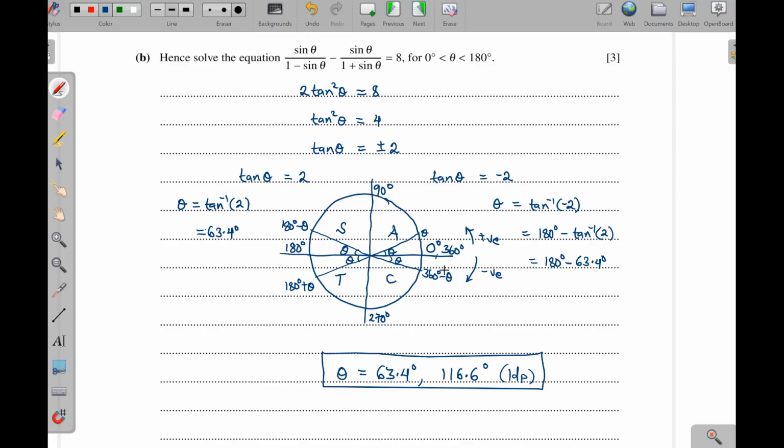I'm not going to find the other angle here where tan is negative, because this will be in the third quadrant. It will be way beyond the 180. So those are our answers.